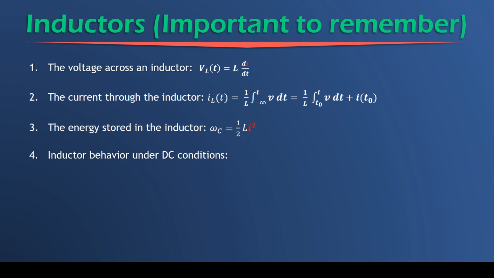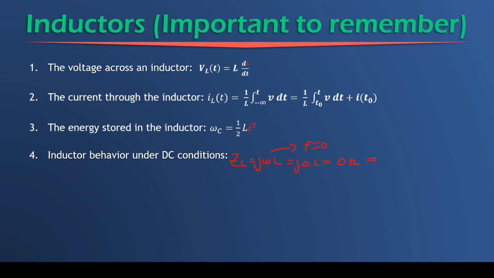Number 4, the behavior of the inductor under DC conditions. Like we did with the capacitor, let's first evaluate the resistance, or in this case impedance, of the inductor. The impedance of the inductor will be j omega L, and under these DC conditions, again we said the frequency tends to 0, so this will be j times 0 times L, which is going to give you an impedance of 0 ohms.